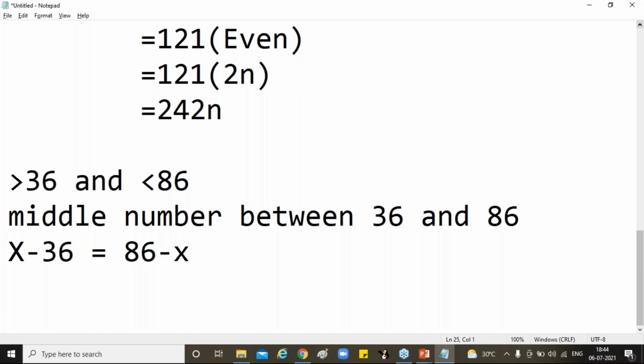A number is more than 36. So that is the x value. That is the reason x minus 36. x is the more and 36 is the less. And that number should be less than 86, which means x is the less, 86 is the more.